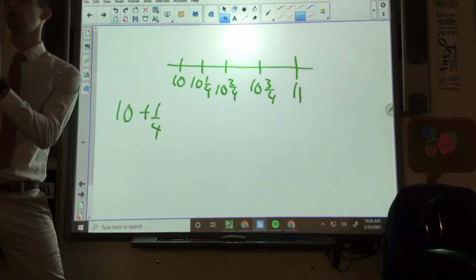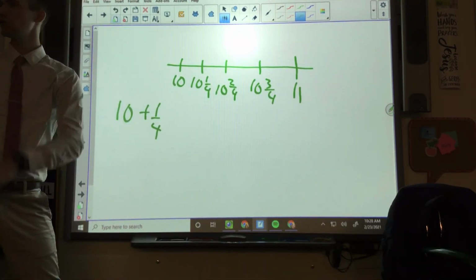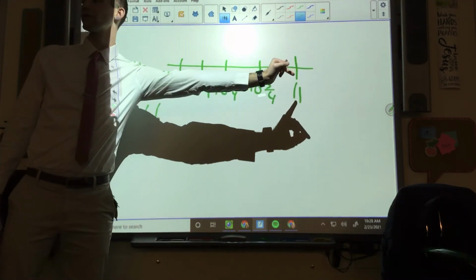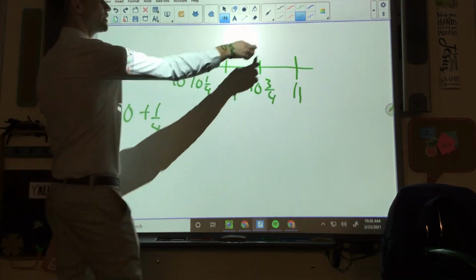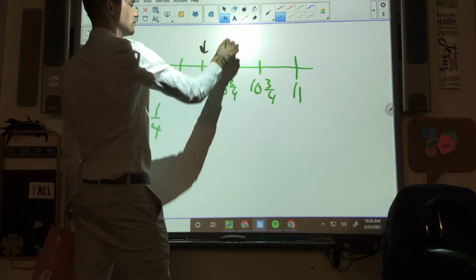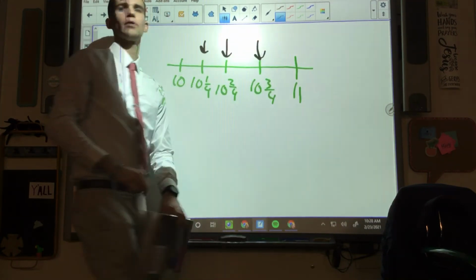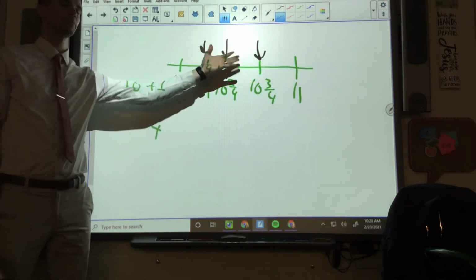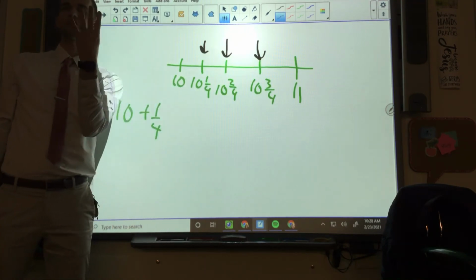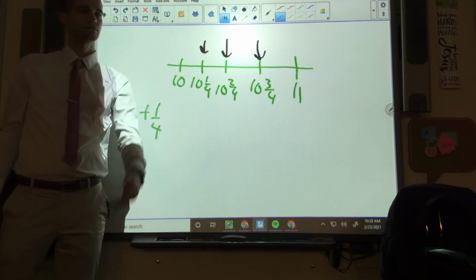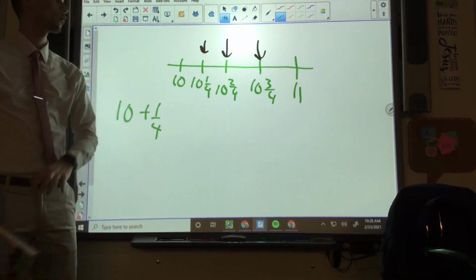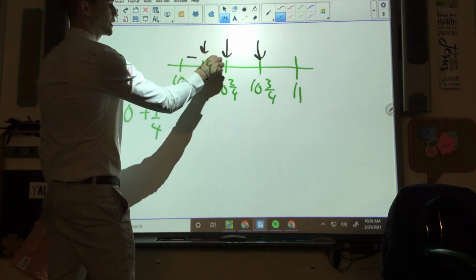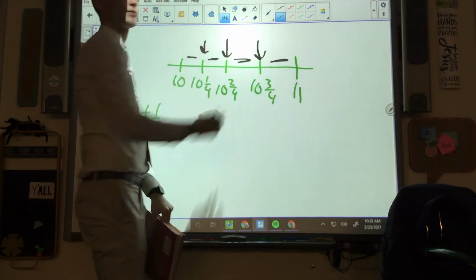Now, here's a pro tip for you. If you're going from one whole number to the other, how many hash marks? So we put 1, 2, 3 marks in there. Why do we put only 3 marks in there if it's being divided into 4 different sections? There's 4 gaps in there. Look, gap number 1, gap number 2, gap number 3, gap number 4.